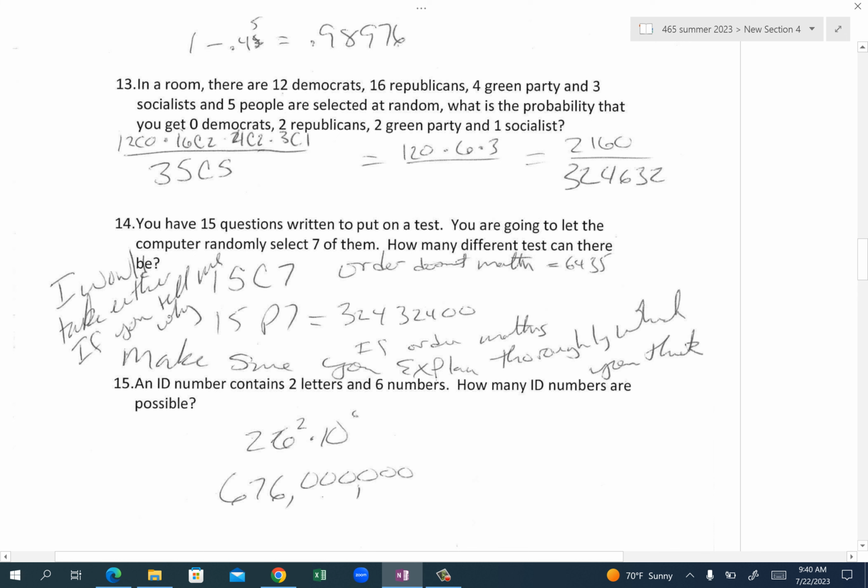Okay, same problem. The next 13 is basically the exact same as the one up above. 12 choose 0. I don't want any of the Democrat ones. 16 choose 2. Okay, 4 choose 2. 3 choose 1. Lovely. That's 5 total people selected out of 35. And there's your answer right there.